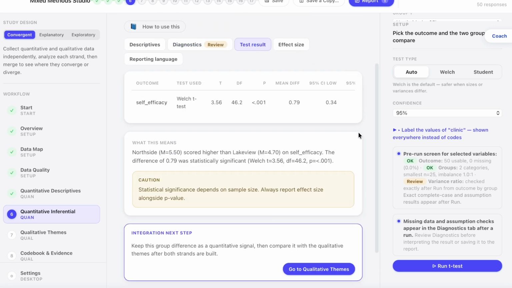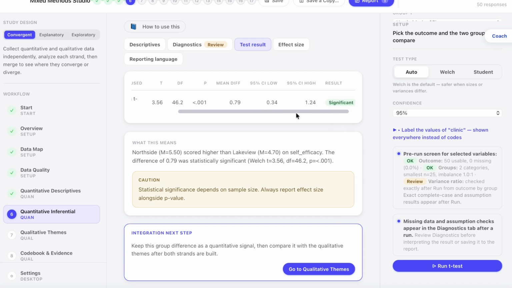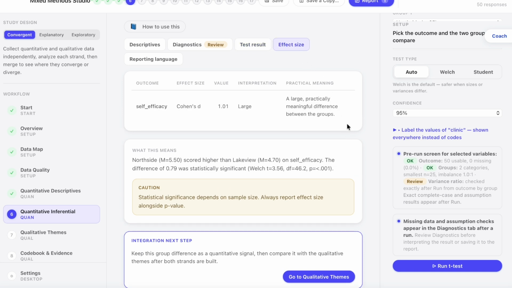Now the t-test itself. I ran it on auto, and auto defaulted to Welch. The result comes back with a T of 3.56 and a P well under 0.001. So the confidence difference between the clinics is not noise, it's real. And look at the effect size, a Cohen's d of 1.01. In plain language, that's a large gap, not a hair-splitting one.